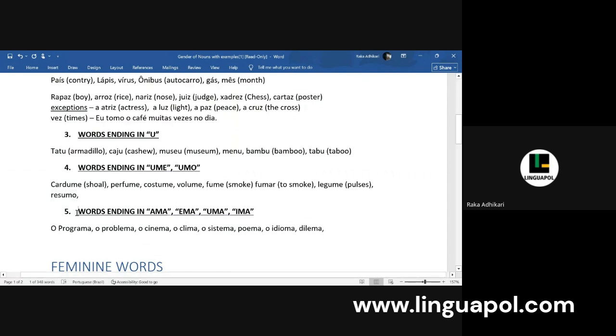Then this one is very important, the last one. Words ending in ama, ema, uma, and ima. Very, very important because you can see all of these words are actually ending in the letter a. Look at the words. Programa, ending in a, but it is a masculine word. So it looks completely feminine, but it is actually a masculine word. Programa, problema, cinema, clima. Now, what is happening with these words? They end in ama, ema, uma, ima. Look at the endings.